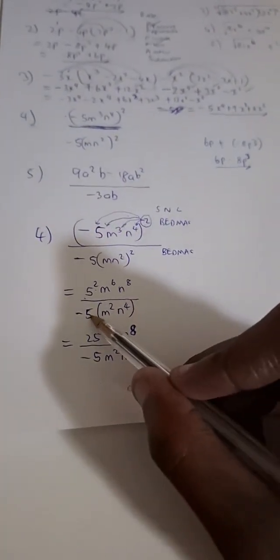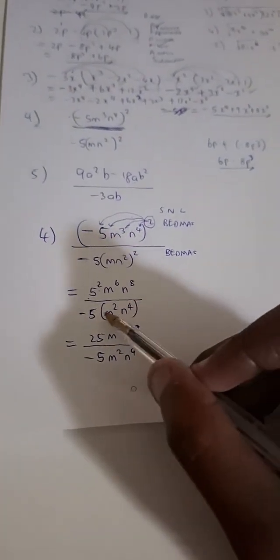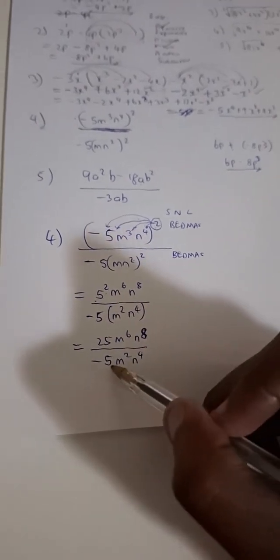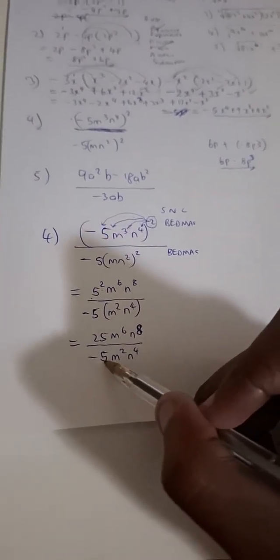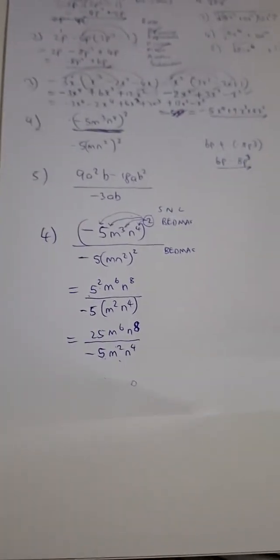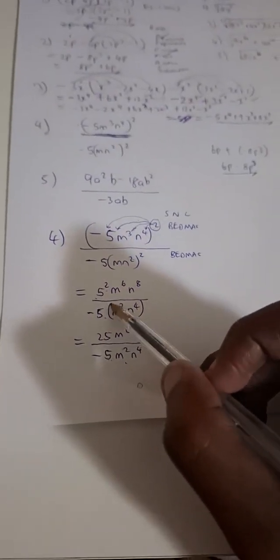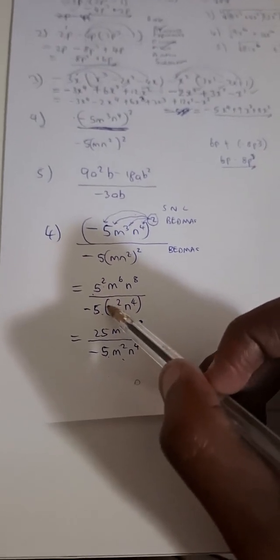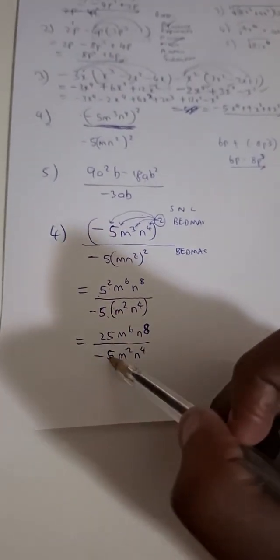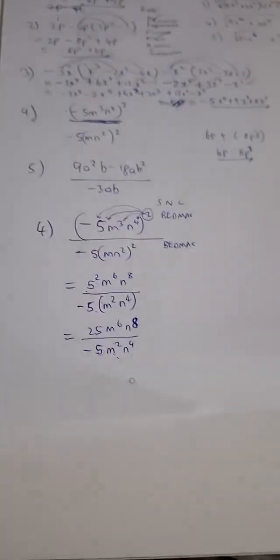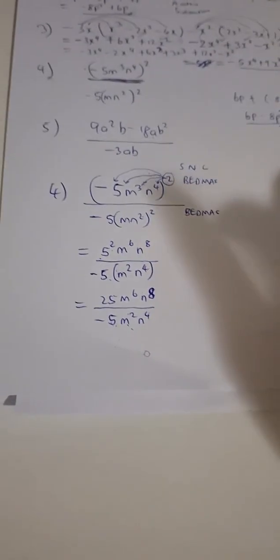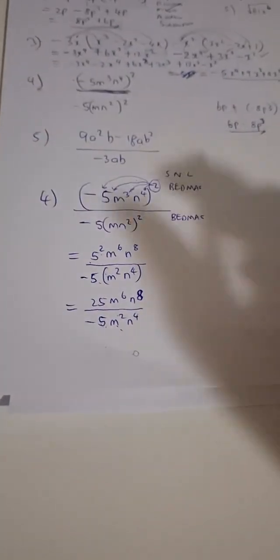The negative can now be multiplied with this one term, which simply gives me -5m squared n to the power 4. Because remember, this -5 gets multiplied with the coefficient that is there, which is the invisible 1. So -5 times 1 gives me -5m squared n to the power 4. When I get to this stage, I'm sure you guys can see what can then happen.